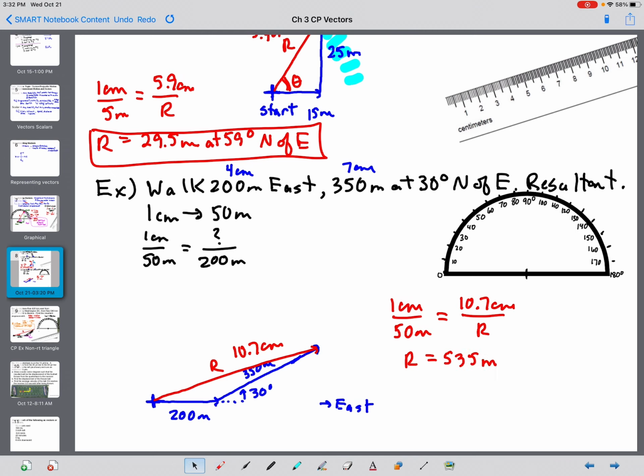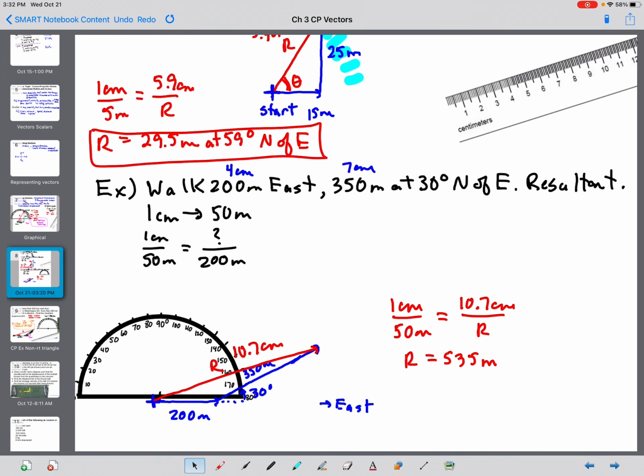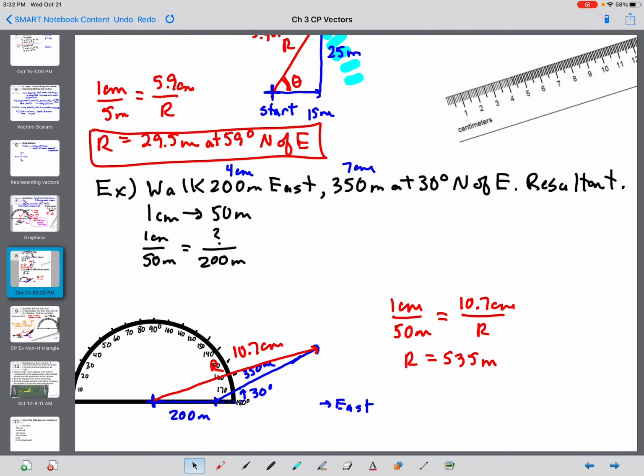Now we need to measure the angle. So I'll pull the protractor back down to the starting point. And I'm measuring the angle right in here, which again, counting off by tens, there's 10, here's 20, so we're a little bit beyond 20 degrees. I'll say that is about 21 degrees, and that would be north of east.